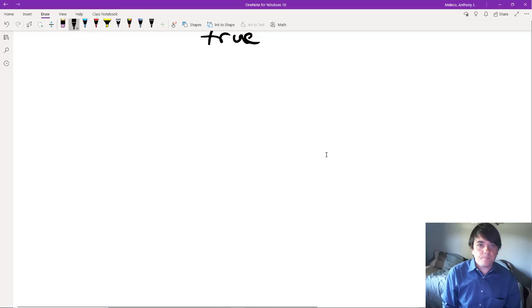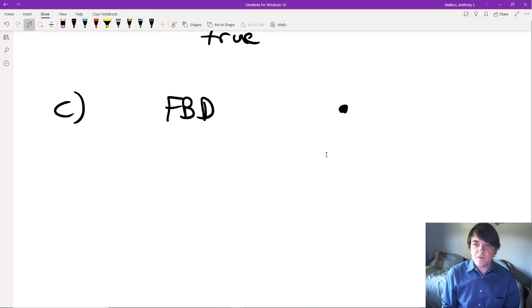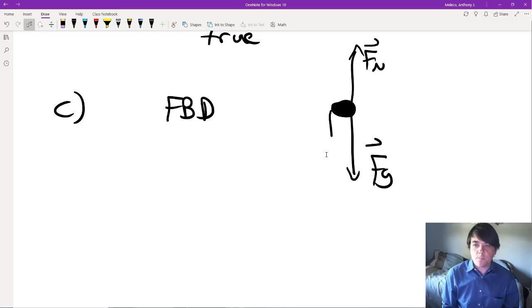So now, in part C, the FBD, we still have, I'm going to make it a little bit bigger, the force of gravity going down, and you have the normal force because it's still on the table. But now you're pushing down, okay? This is what changes. You're pushing down with 40 newtons.